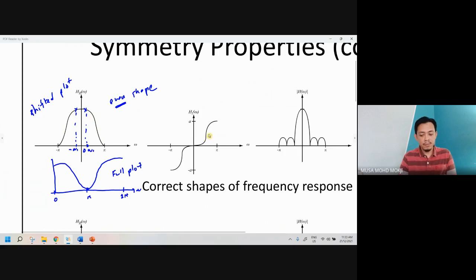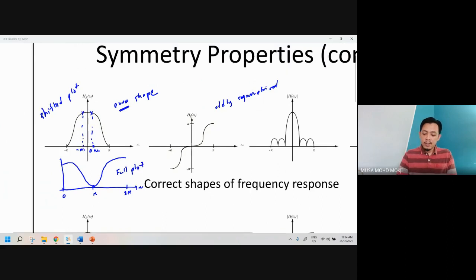This one is also symmetrical, but this is H imaginary, the imaginary part. It is oddly symmetrical. Okay, so why do we call this oddly symmetrical, and this even? Because, for example, this is at pi, the positive side of omega, and this is the negative side of omega. The y-axis is the phase value. So the phase value is on the opposite sign. If at pi the value is alpha, at negative pi the value is negative alpha. So that's what we call an odd shape.